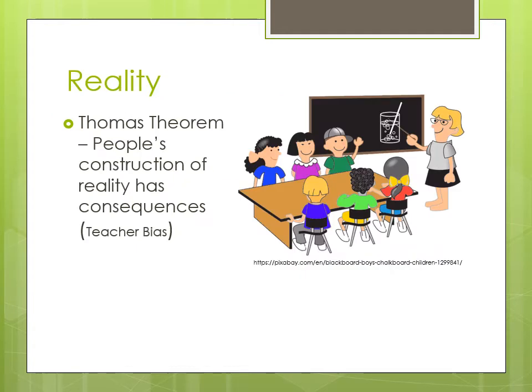And so we come to the idea of what is real, what is reality. The Thomas theorem says that we all come with constructions of reality, and that construction can have consequences, positive and negative. So, in this example, I'm talking about teacher bias.